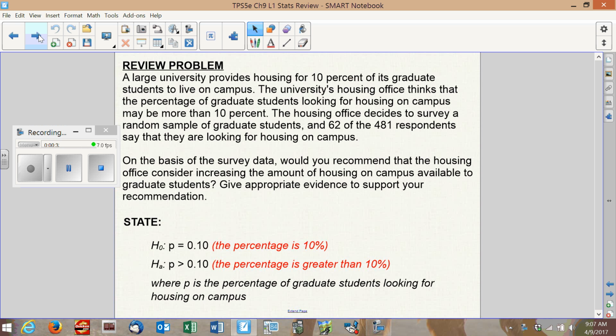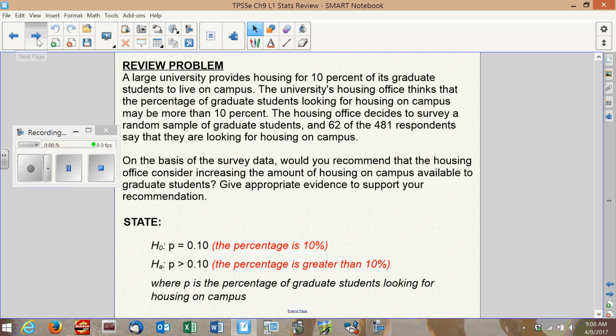So remember the four-step plan. First, we need to write the hypothesis. So as you can see, the null hypothesis would be that the percentage is actually 10%, and the alternative is basically saying that we think it may be more than 10%, and we're using P. So remember, null alternative hypothesis and identify the parameter.